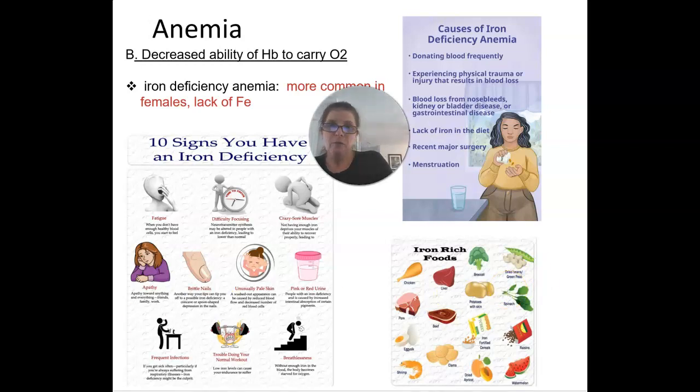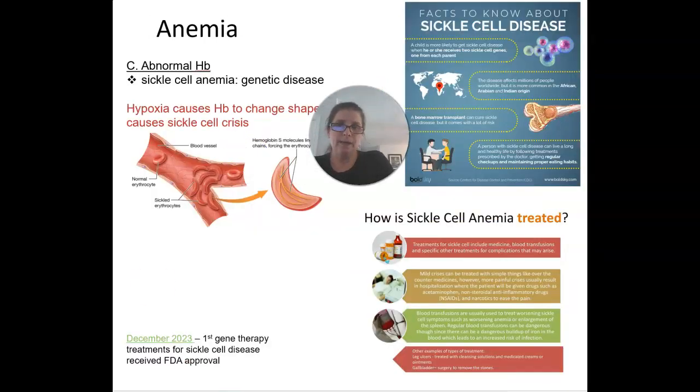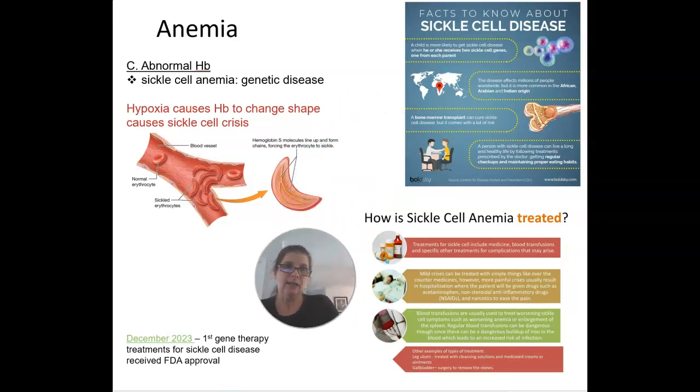Now, another form of anemia with hemoglobin is going to be sickle cell anemia. So sickle cell anemia is a genetic disease, so it's inherited, and it's a one base mutation that causes the hemoglobin to change its shape. So the red blood cell, instead of being nice and round, is going to be this sickle shape. And what happens is it can scrape up the inside of a capillary.